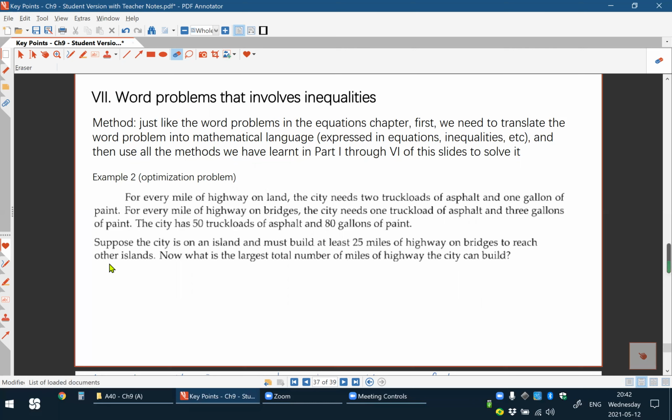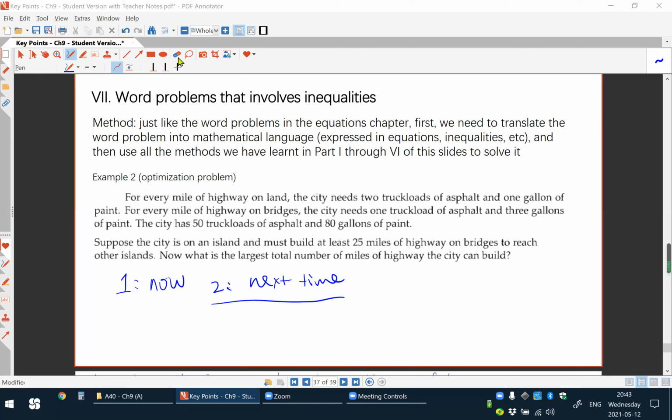So tell me, do you want to do it now? Press 1 for now. Press 2 for next time. If you choose next time, you need to read this example thoroughly by yourself, okay? This will guide you how to solve optimization word problems. Okay, let's do it now then.